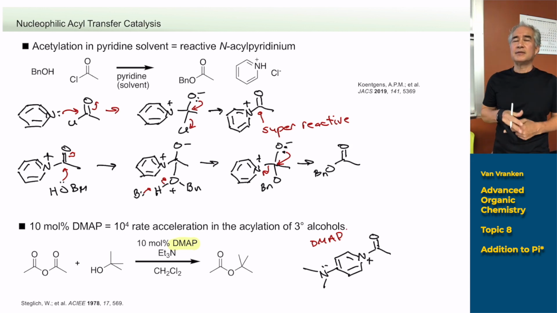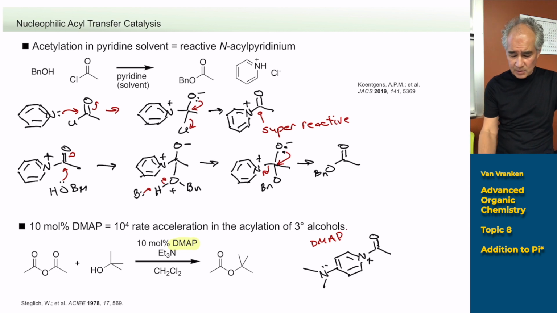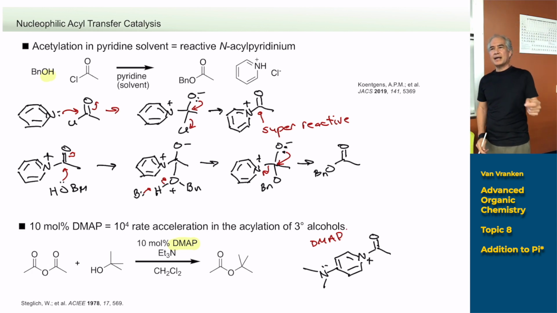Yes, question? Would it be plausible that the pyridine would attack the alcohol first, and then the alcohol would attack the carbonyl? No. So the question is, is it plausible? And that's a good question. You couldn't possibly know the answer to that. Is it plausible that the pyridine would deprotonate to make a benzyl oxide anion?